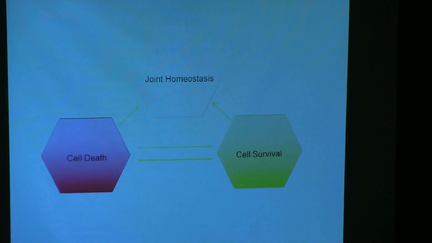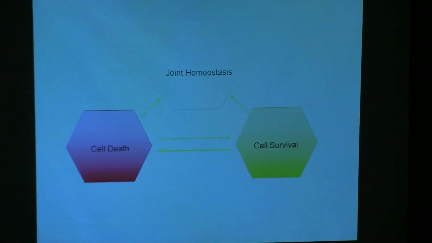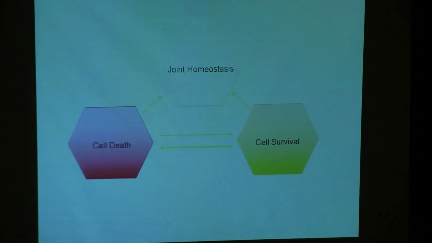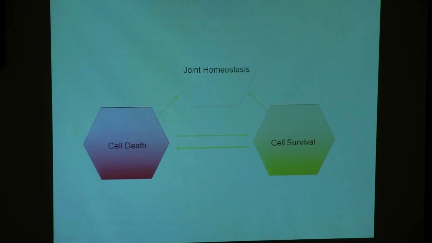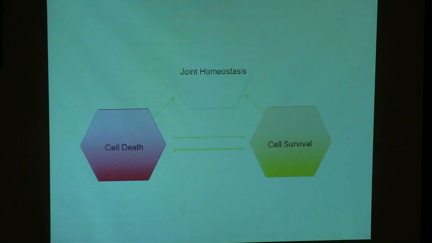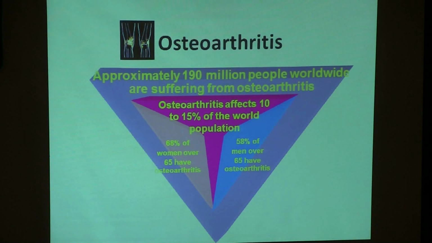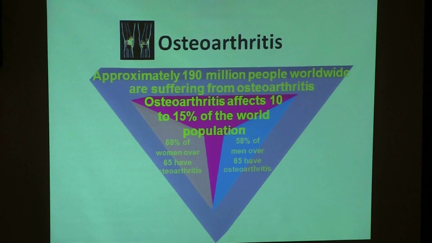Now, of course, as we move along, we have to understand that joint homeostasis depends not only on these two processes, cell death and cell survival, but also on other homeostatic functions. But before I talk a little bit about autophagy, I'm just going to touch base on osteoarthritis. We know that it's the most common form of arthritis, and I'm not going to go into details on how many people are affected. However, women are more affected by osteoarthritis than men, and probably this is the case of different homeostatic potential of women as opposed to men, which probably determines the fate of the articular cartilage.